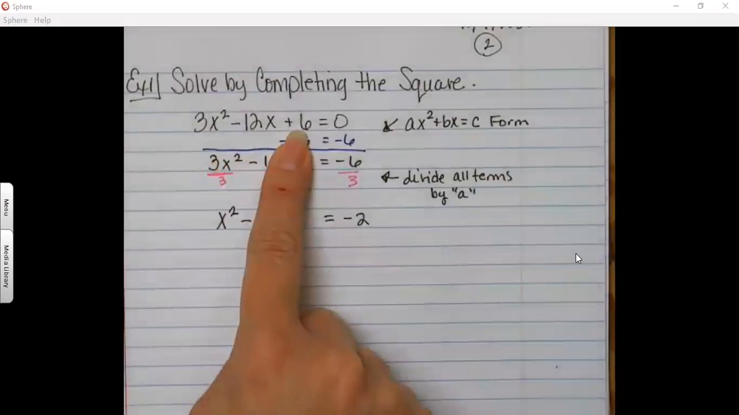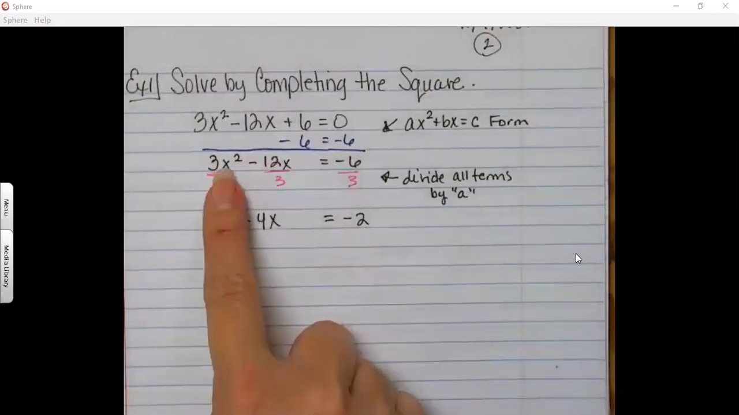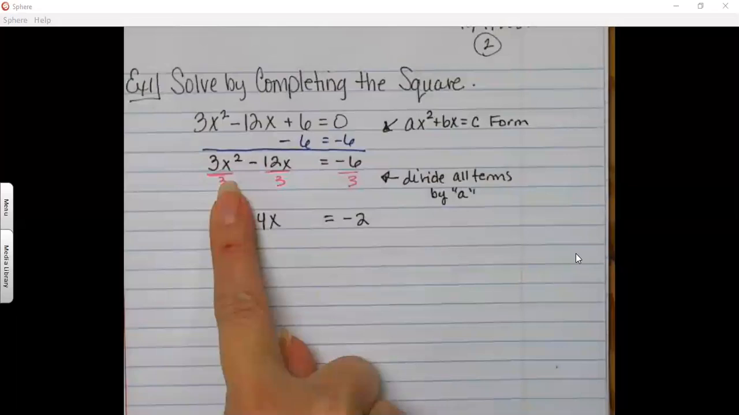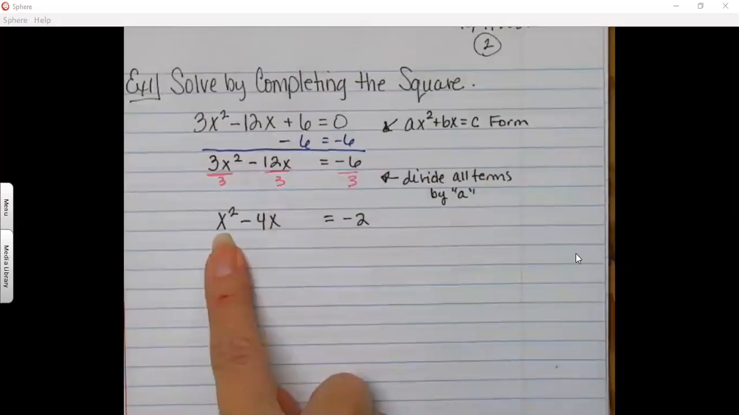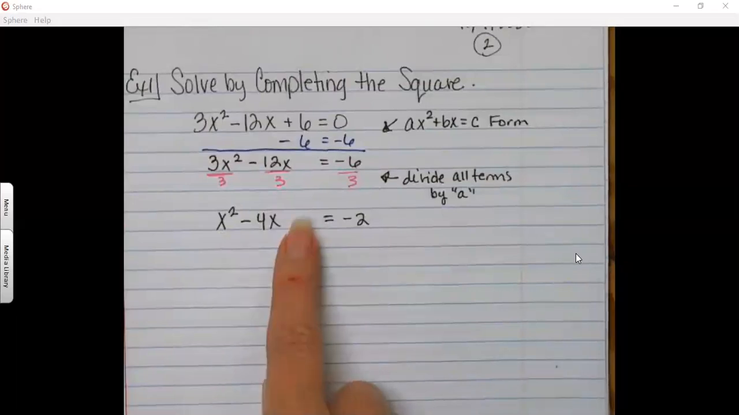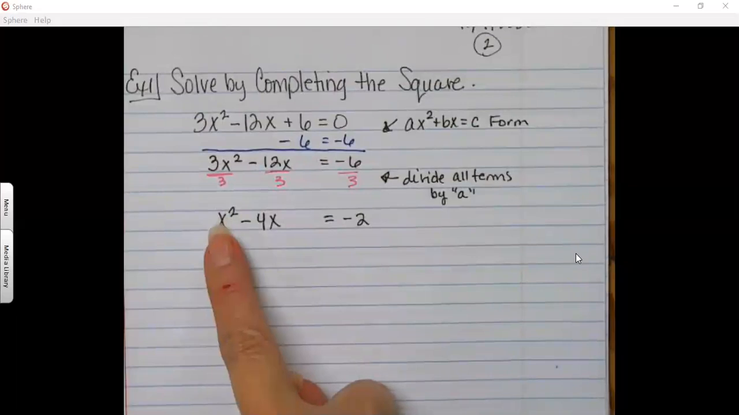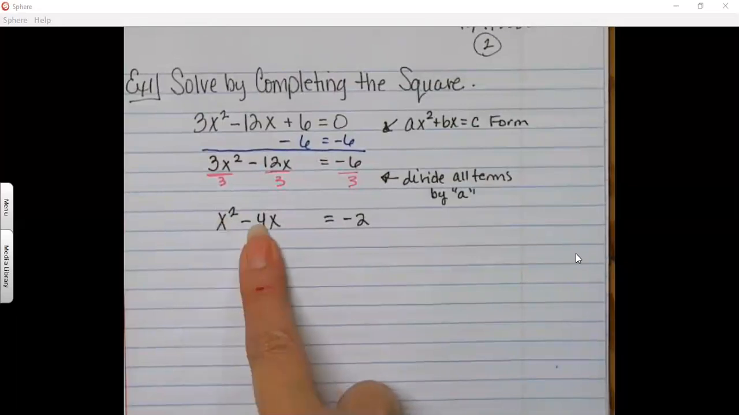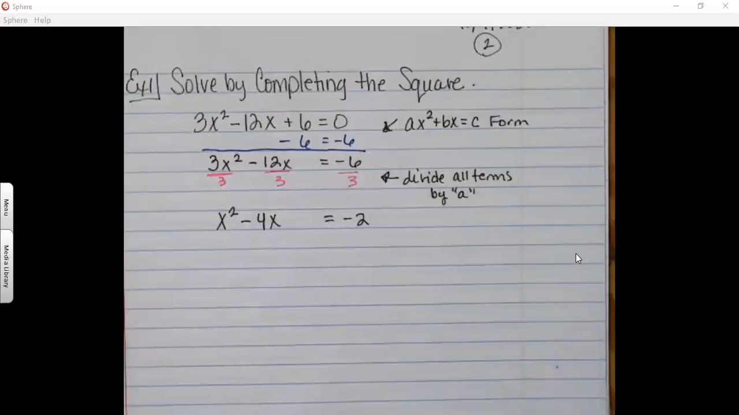So when we moved that 6 over to the other side, we divided by a to get rid of that 3. Now, isn't my first term a perfect square? X squared is a perfect square, right? Now what I'm doing is I'm going to complete the square. Whatever that number is, I'm going to add it to the left side and the right side. The method that we use will force this term c to be a number that when I take the square root of it and multiply it by the square root of the first term and then double it, it's going to give me my middle number. That's going to create a perfect square trinomial. That's the goal.